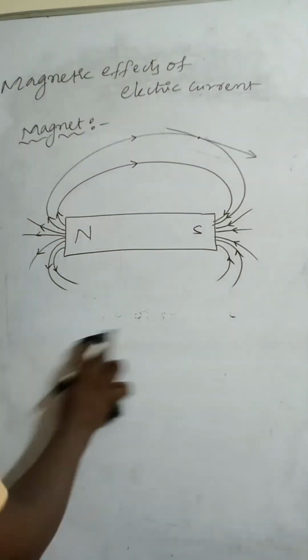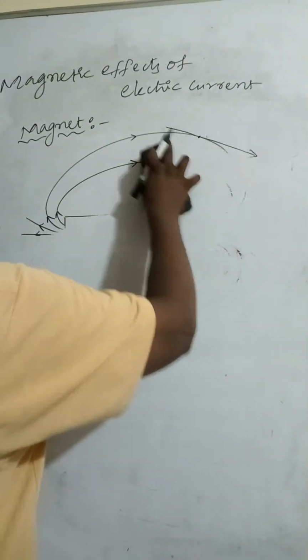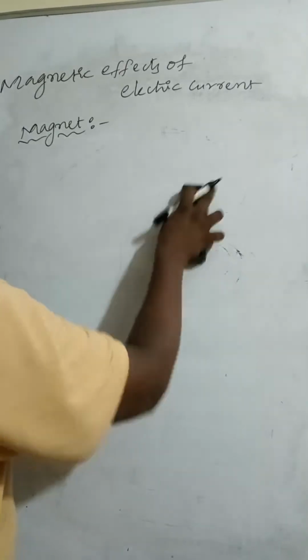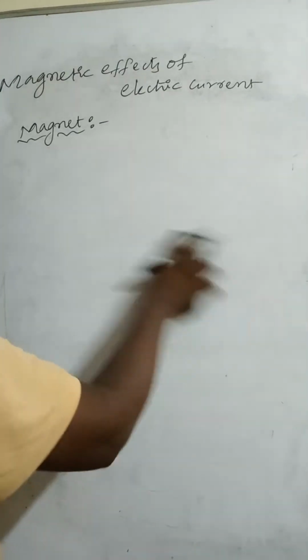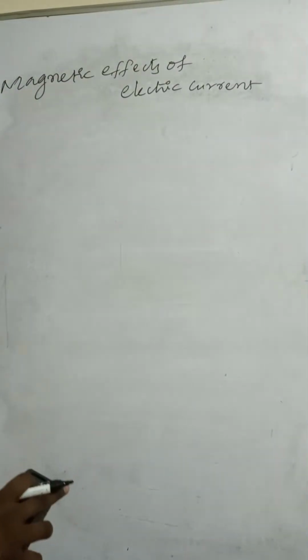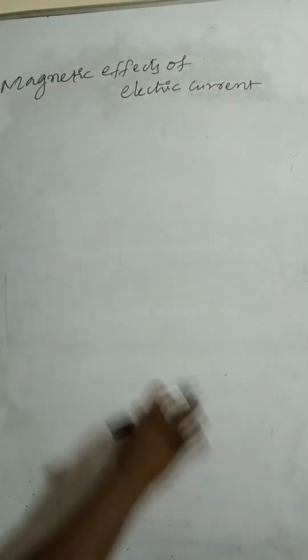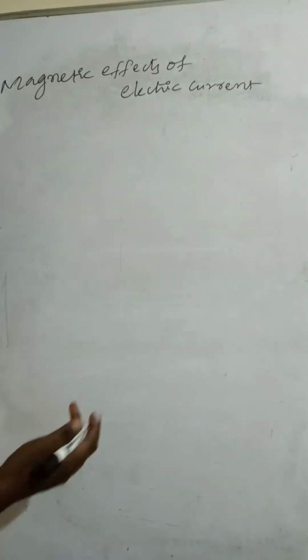Next, we'll go with Oersted's observation. What did Oersted observe? A magnetic compass is placed near a current carrying conductor. Then what happened? Suddenly the magnetic compass shows a deflection.